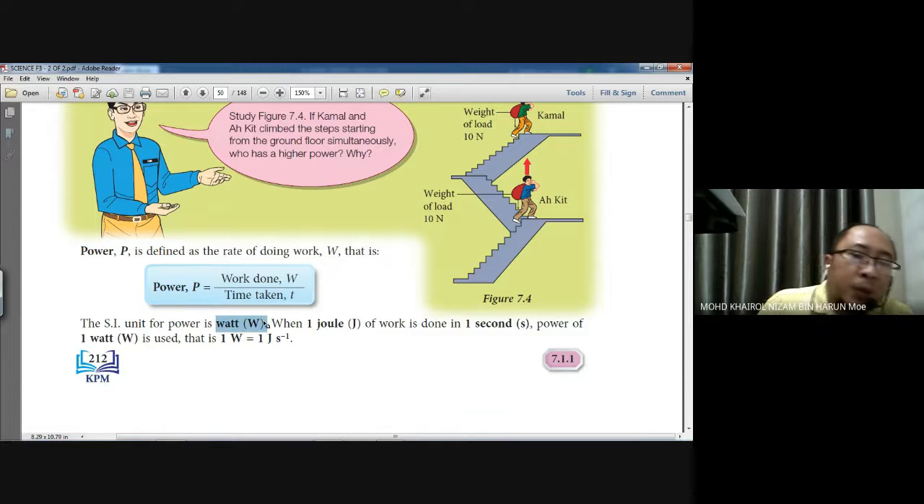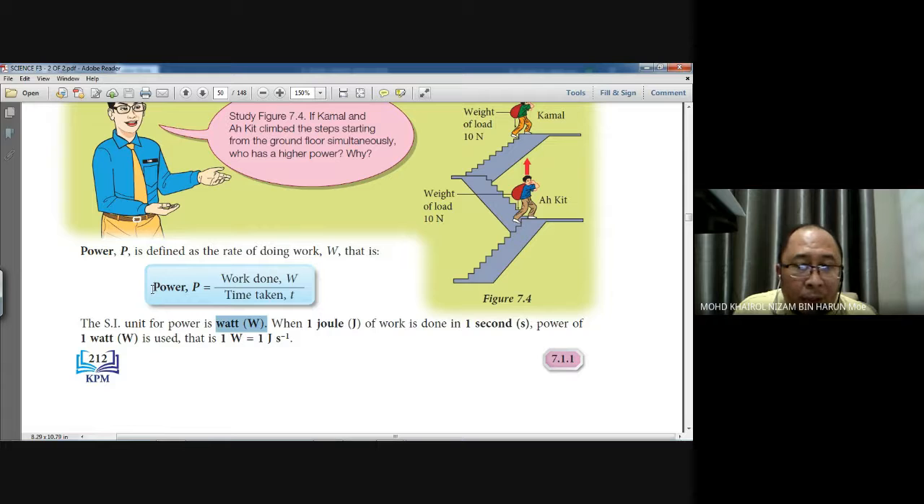Okay, this is the unit watt. The symbol is W. So what is the unit for power? We can say that when 1 joule of work is done in 1 second, a power of 1 watt is used. So 1 watt is equal to 1 joule per second.